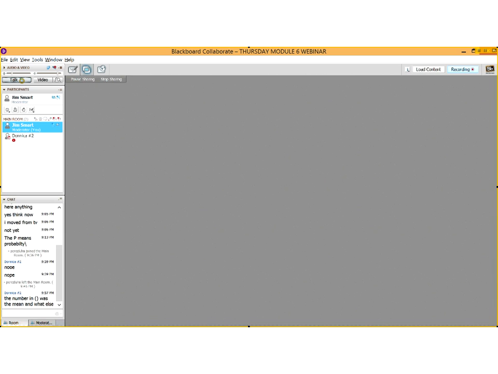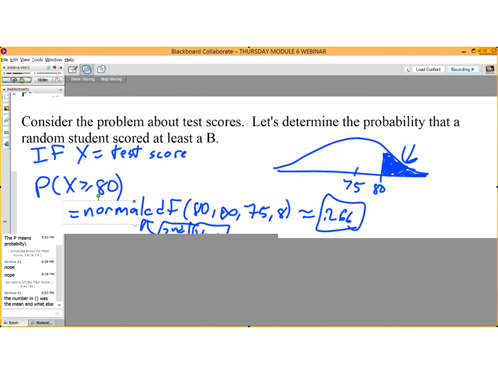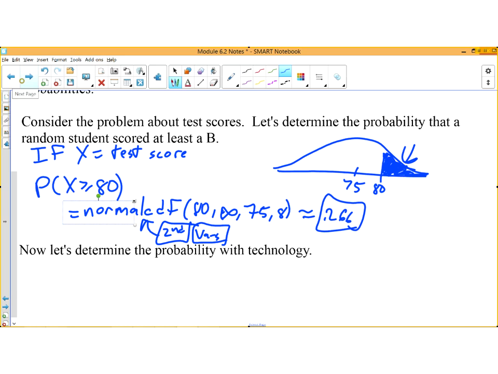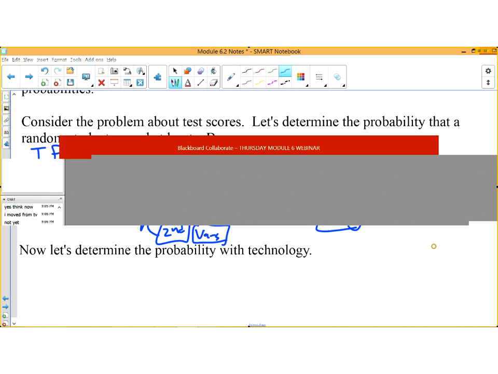Okay, so in the parentheses, let me go back to it. The first number is the left endpoint of the area. Sometimes I call that the lower endpoint, but even if we just say left, that should tell you. Then right, and then the mean, and then the standard deviation. Those are the numbers there.